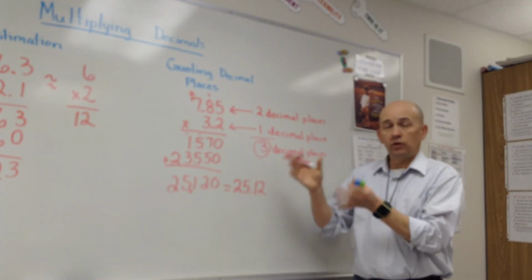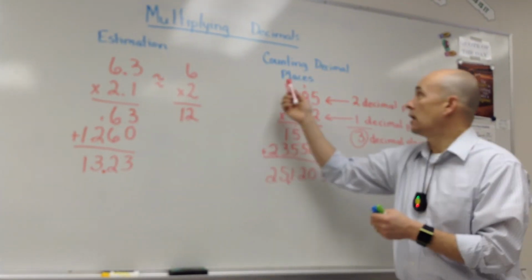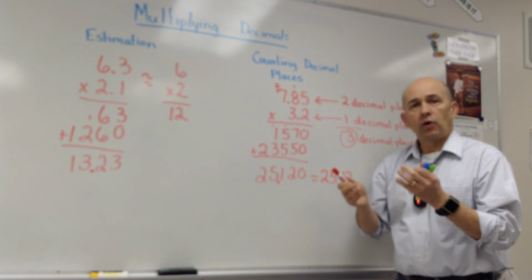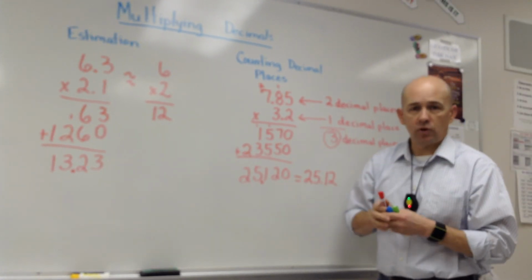So you have 2 different methods to choose from: estimation and counting decimal places. You practice both of them, choose the one that works best for you, and that is how you multiply decimals.